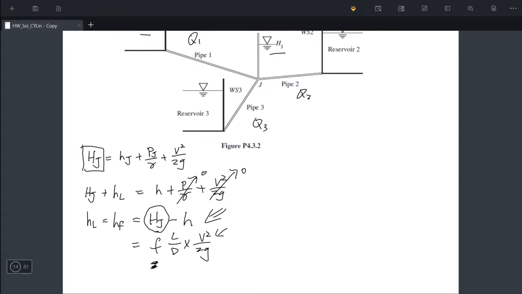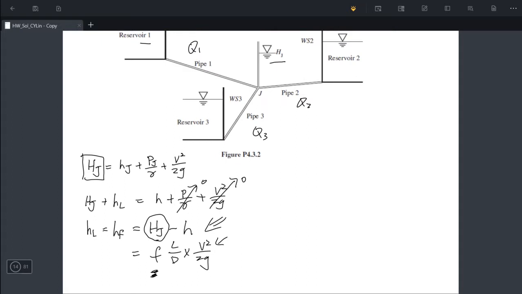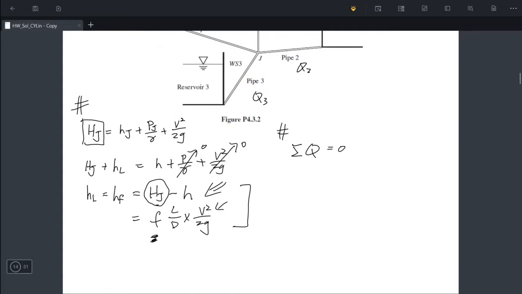And how do we verify that the flow rate that we calculate, that we identify using these, is correct? That means the flow rate that we solved should also satisfy this mass balance equation. The summation of the flow rate should equal 0. Okay, so we have this energy balance equation and the mass balance equation.